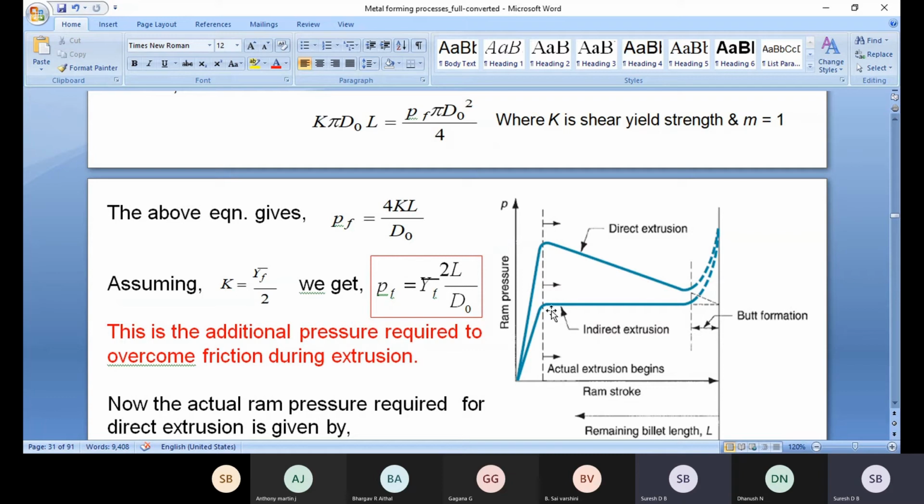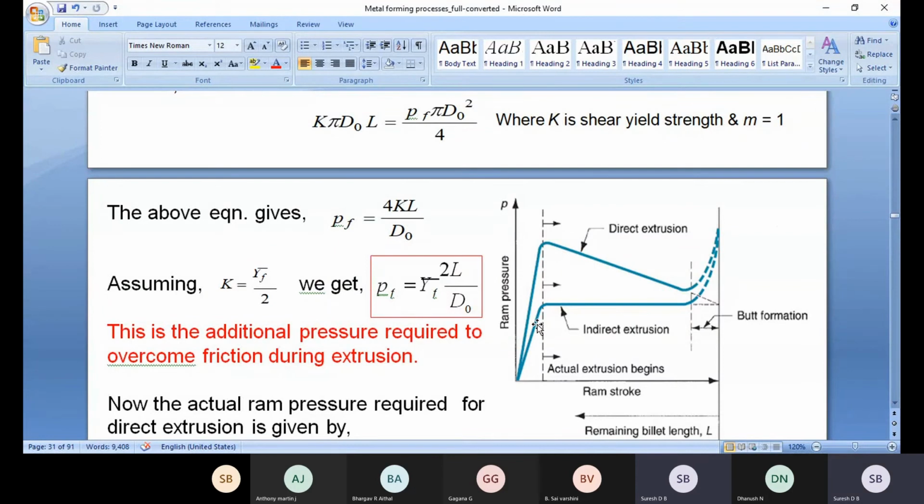In the indirect extrusion process, see here only small values, you can consider 0, 10, 15, 20, 30, 50 like that along the y-axis. Here, in this direct extrusion process, maximum force or maximum load is required to compress the material. In the indirect extrusion process, only a small amount of force is required to push the material. What is the difference here? Why maximum force in direct, why minimum force in the indirect extrusion process? Anybody any idea?